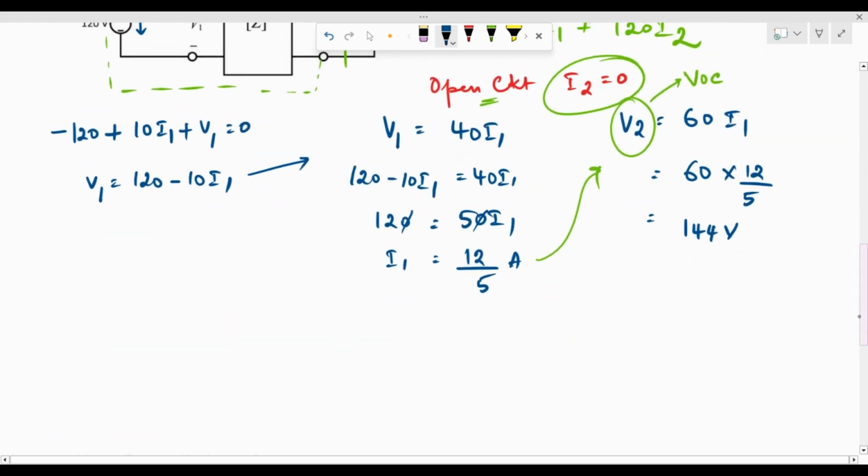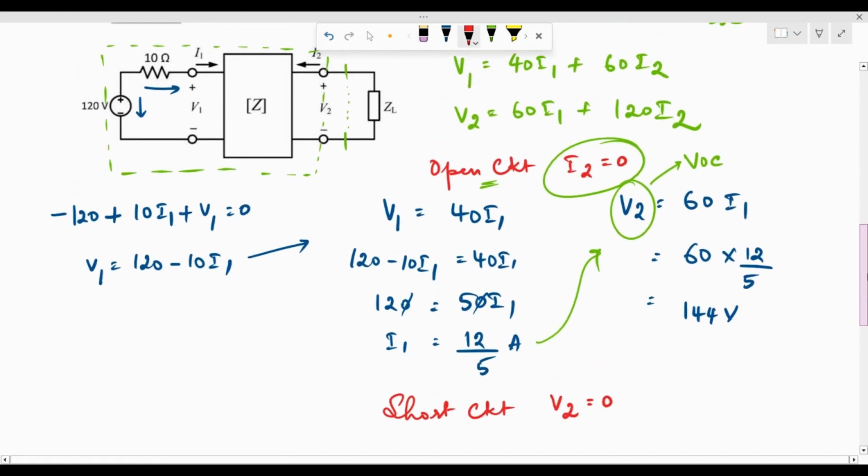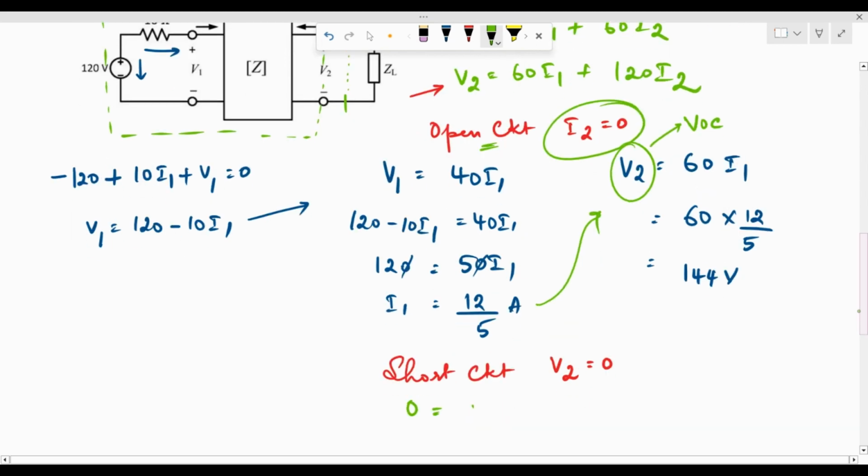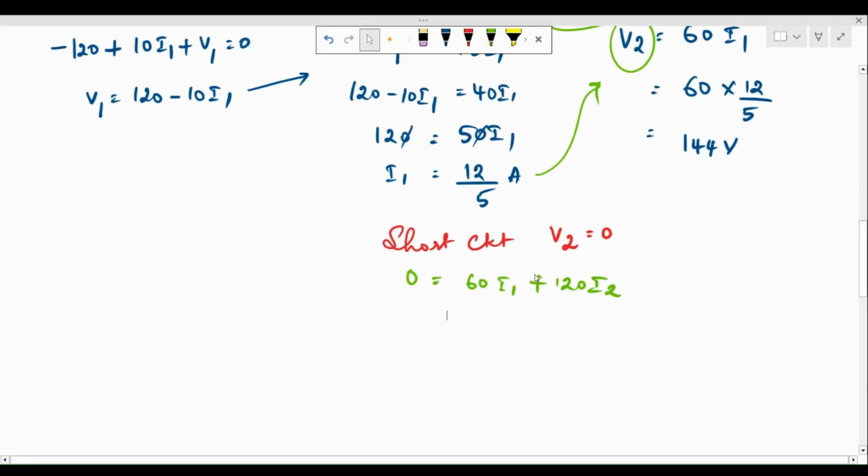Now that we've got VOC, we need to compute ISC. To obtain ISC, we are going to consider short circuit. So the short circuit condition here basically means that V2 is going to be 0. If I place this V2 as 0 in this particular equation, what do I get? I will end up with V2 being equal to 0 is 60 I1 plus 120 I2. Simplifying this, we get 60 I1 is minus 120 I2, or I1 is equal to minus 2 times I2.